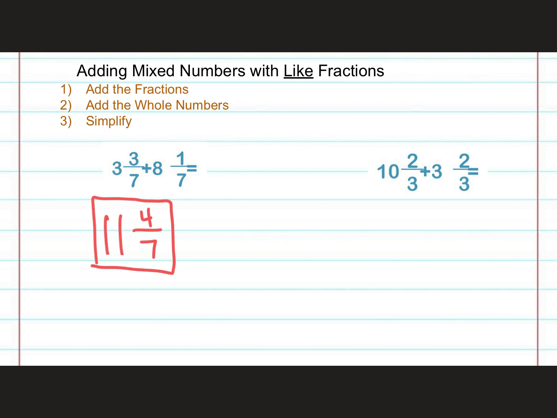Next one, 10 and 2/3 plus 3 and 2/3. So again, we already have that common denominator. We don't need to change the fractions at all. So we can add the fractions. 2/3 plus 2/3 is 4/3. Add the whole numbers. 10 plus 3 is 13.